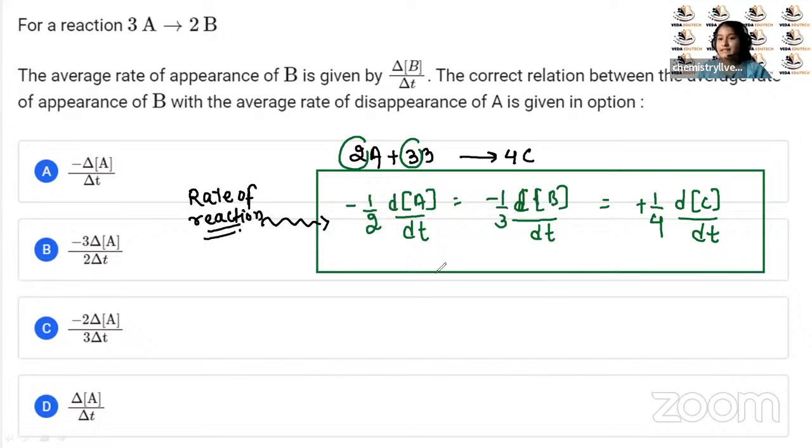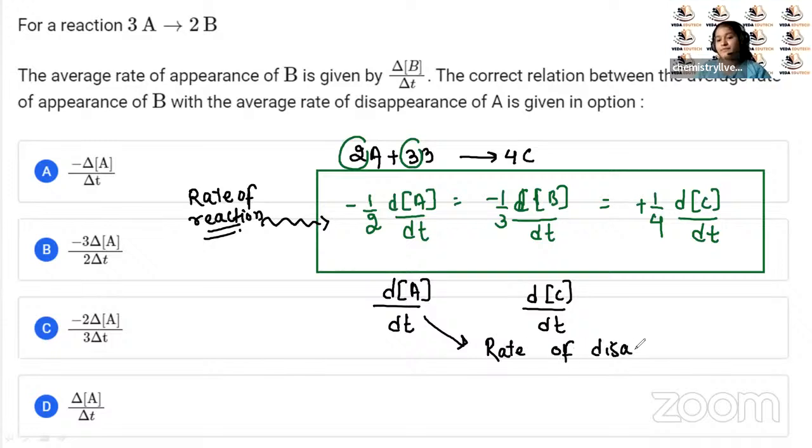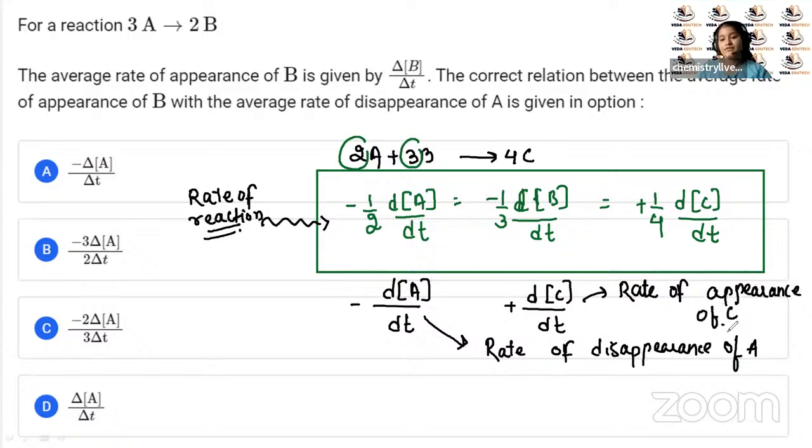Now, there are other things that we need to know. And what is that? The rate of disappearance. If I write only dA by dt, so this A is decreasing, right? So only dA by dt will say the rate of disappearance of A, or minus dA by dt. This will show the rate of appearance of C.